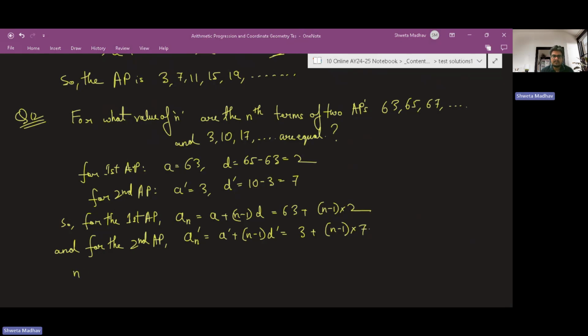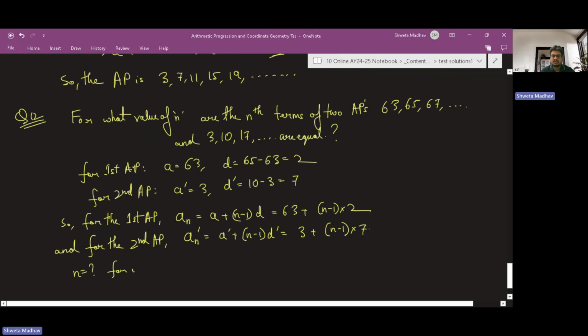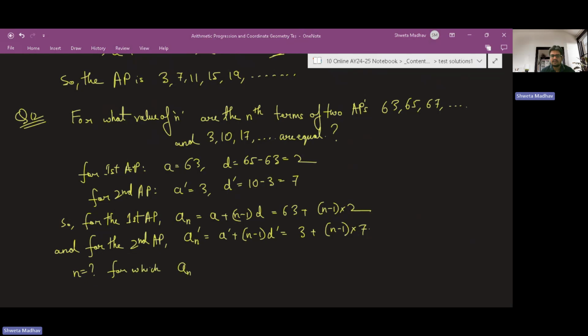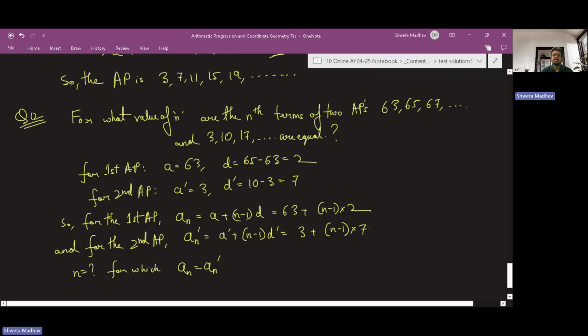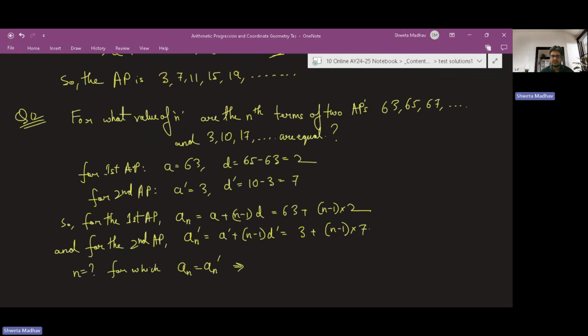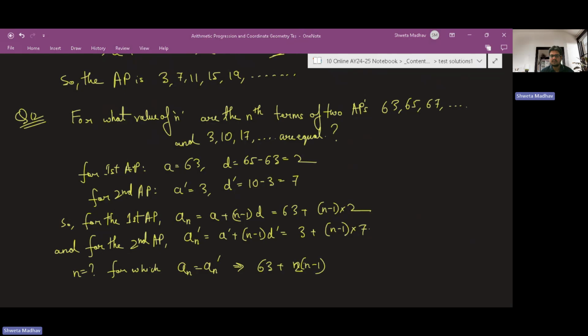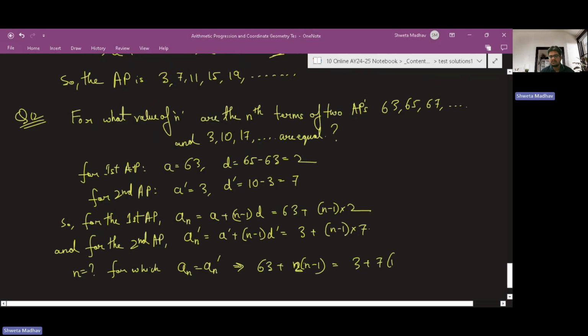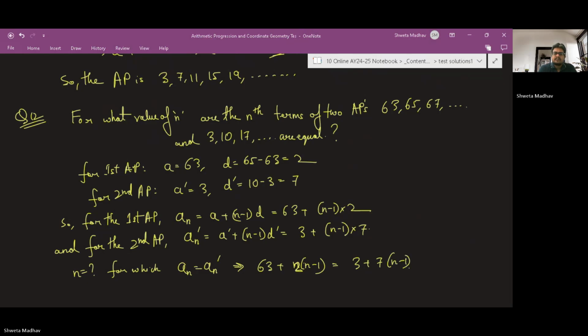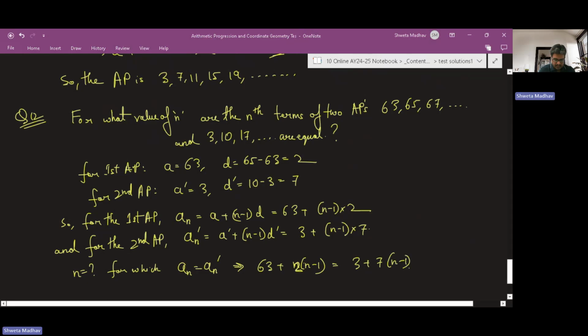So we have to find the value of n for which an should be equal to an dash. It means the nth term of the first AP should be the same as the nth term of the second AP also. So 63 plus 2 into n minus 1 should be equal to 3 plus 7 into n minus 1.